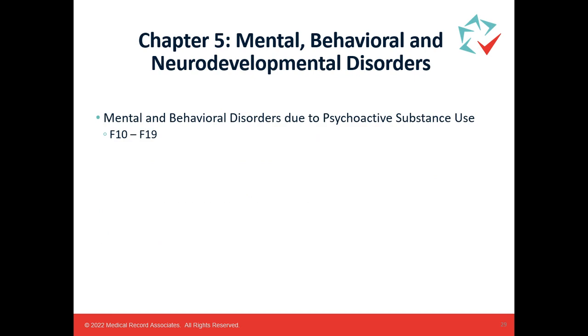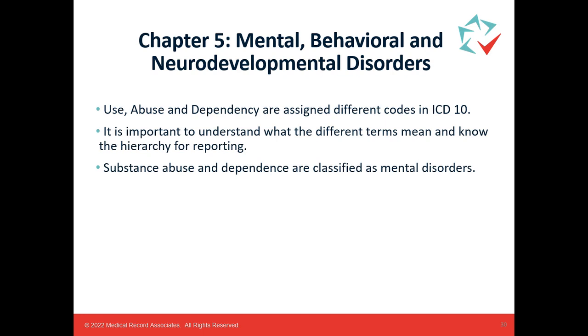All right, next we have mental and behavioral disorders due to psychoactive substance use, which fall into the F10 to F19 categories. These are going to be due to substance use. This is one of the hardest concepts for coders to learn. It is imperative that coders know the coding guidelines regarding use, abuse, and dependence, and also when to use in remission codes. So use, abuse, and dependence are different, assigned different codes in ICD-10. Again, it's very important to know what the different terms mean and know the hierarchy for reporting. Substance abuse and dependence are classified as mental disorders, and that's why they are in the Chapter 5 section.